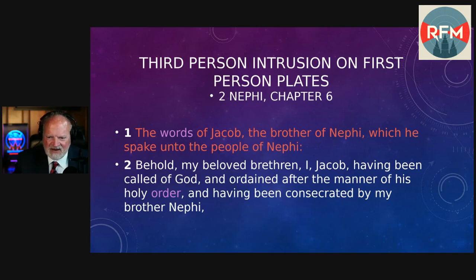So let's be clear here. In 2 Nephi chapter 6, where it says the words of Jacob, the brother of Nephi, which he spake unto the people of Nephi, we know that's not Jacob writing it. Why? Because Nephi's writing it. The plates are in Nephi's possession. They haven't been handed off to Jacob as of 2 Nephi chapter 6. So therefore, we know it's not Jacob who's writing this in 2 Nephi chapter 6.